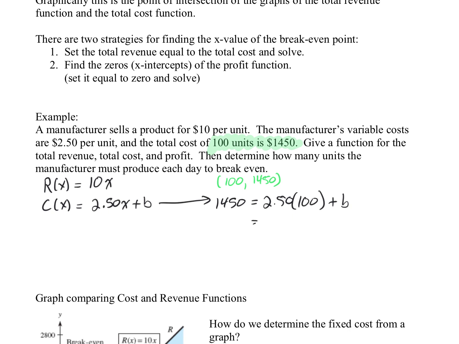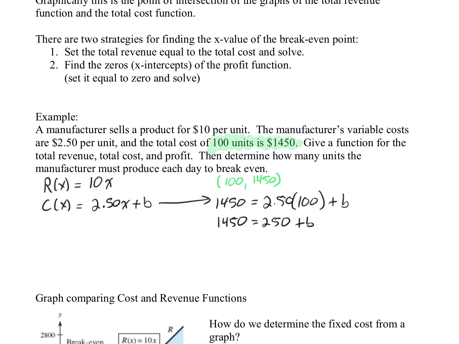100 times 2.5 would be equal to 250, plus b. What that number 250 represents is the variable part of our costs. So if we produce 100 units, that's going to add on $250 of expense. So then we just need to figure out what the rest of the cost is, what the fixed part is, so that in total, the variable part plus that adds up to be $1450.